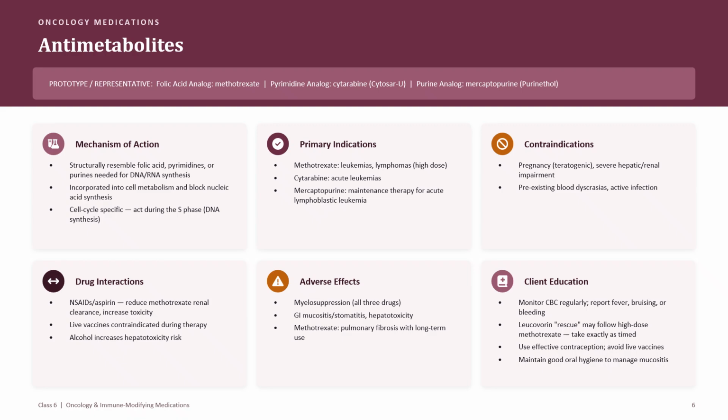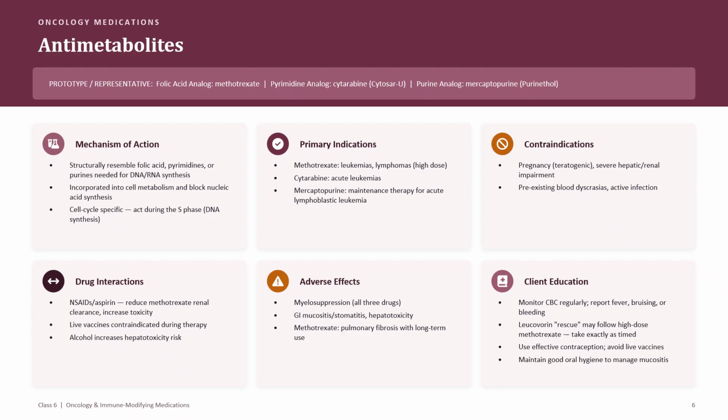So the anti-metabolites are the first class of medications that we will discuss. Now, before we jump into these, I just want to point out that we do discuss a lot of medications here, but a lot of these medications are very hard to pronounce. So rather than stumbling over my words trying to pronounce them, if I know how to pronounce them, I will. If I don't, I will just direct you to the top of the slide where it lists the prototype medications.